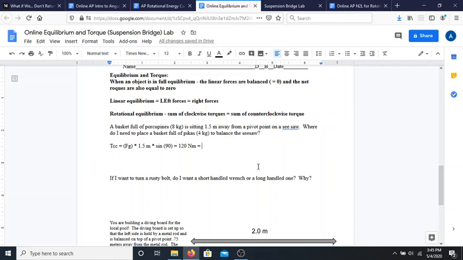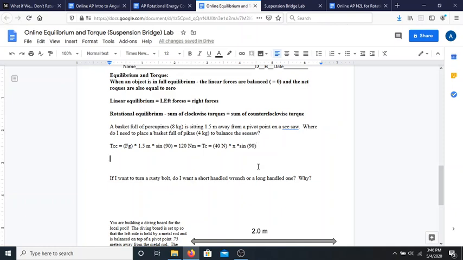Now, because the mass of the picas is different, we might have to place them in a different spot as well. So to calculate the clockwise torque, we do the same thing: the force, which is the weight of the picas, and 4 kilograms is 40 newtons, times how far away they are, which we don't know yet, but we might find out in a sec. Times sine of 90, because the weight is perpendicular to the seesaw.